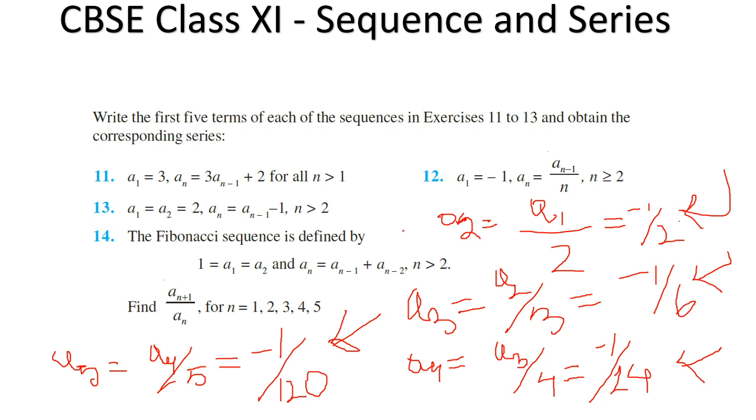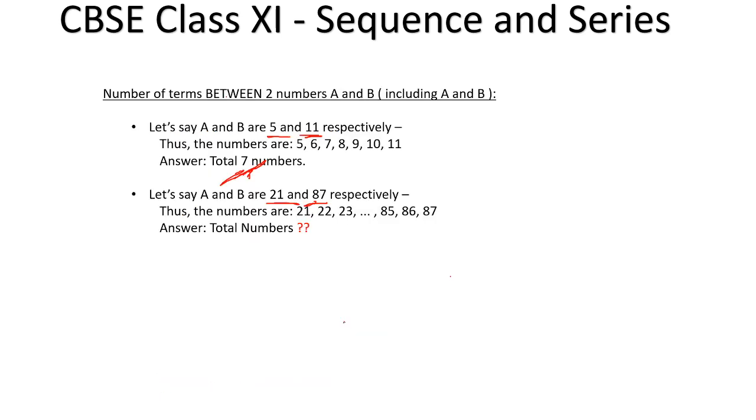Over here, we try to find the first 5 terms of the sequence for this particular scenario, where an is equal to a(n minus 1) by n, where a2 is equal to a1 by 2, that is minus half, a3 is equal to a2 by 3, that is minus 1 by 6, a4 is equal to a3 by 4, that is minus 1 by 24, and a5 is equal to a4 by 5, that is minus 1 by 120.